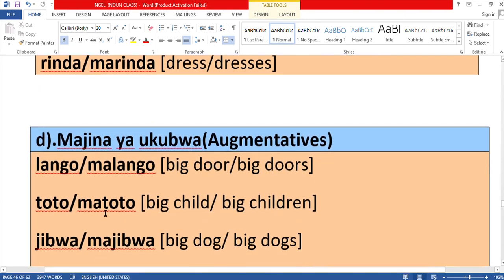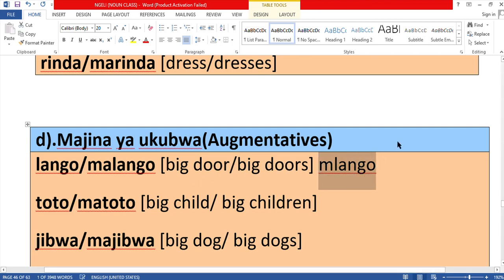And then we have part D, majina ya ukubwa. So this part D is the names of the augmentatives. You see, now there's lango, malango. This comes from the word mlango. I need to write here: mlango. You see this word mlango.